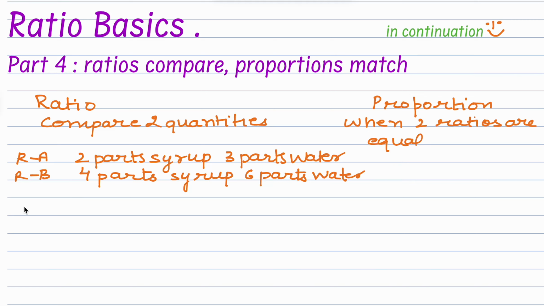Now as we know, we can write a ratio as 2/3, for example 2 parts syrup and 3 parts water, and another ratio is 4/6. These are equal because if you divide 4 and 6 by 2 you will get 2/3. So these two ratios are equal. When two ratios are equal, we say these are in proportion. So proportion is actually two equal ratios, right?